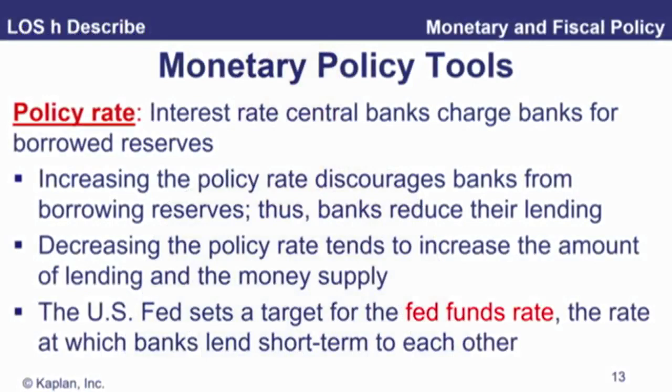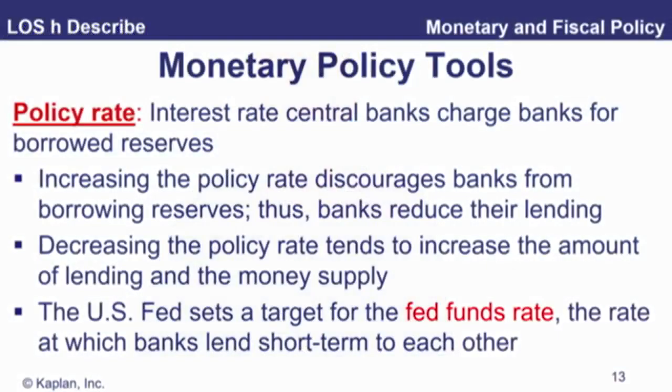That is the interest rate central banks charge banks for borrowed reserves. So we're looking at the central bank and what they're going to charge their member banks. So that is the policy rate. That's important to remember when we get towards the bottom of this slide. How does it work? Well, first of all, in the first bullet point, increasing the policy rate. So the central bank is going to increase the interest rate that it charges member banks for borrowing.